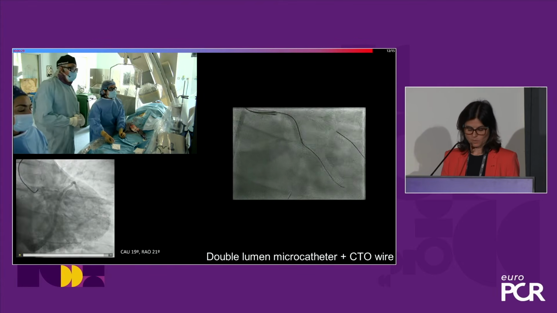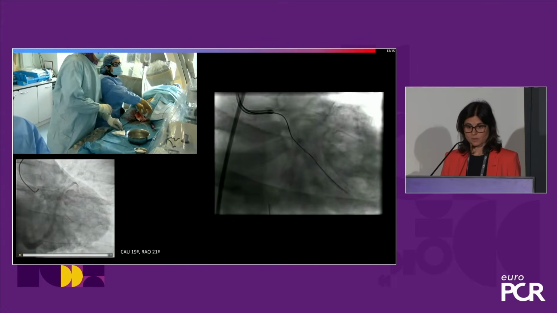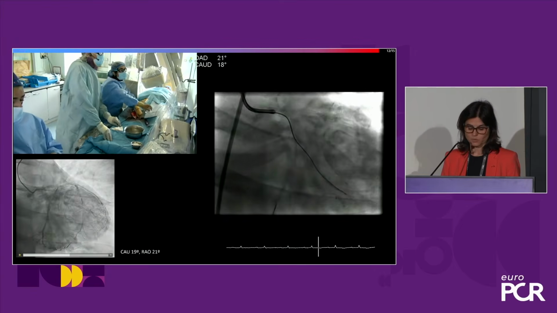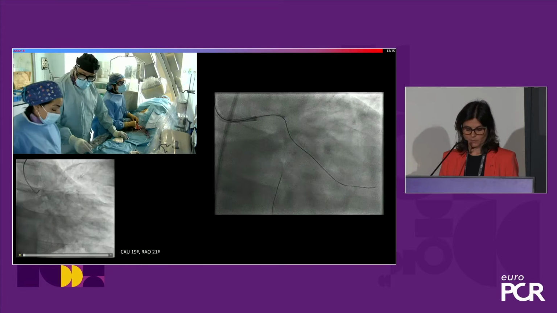You see the wire here crossing distally. And actually, at this point, we decided that it was a good moment to spare a little bit of contrast and make sure that the position of the wire was adequate. So you can see this is the second injection, again with diluted contrast.